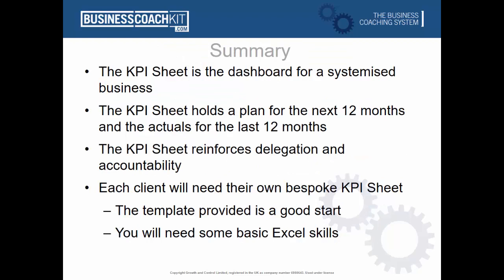So, summary. The KPI sheet is a dashboard for a systemized business. Systemized businesses run on numbers, and the KPI sheet is where we bring the key numbers together. It's about the 12 months coming up and the 12 months that have just passed. It reinforces delegation and accountability, so it's like a little map of who's responsible for what. Generally every client will need their own bespoke KPI sheet. The template provided will get you started. In fact, you could just use it as provided to start with. But really, to be of use to a client, you need to deploy some Excel skills just to tweak it to fit. Okay, that's it.